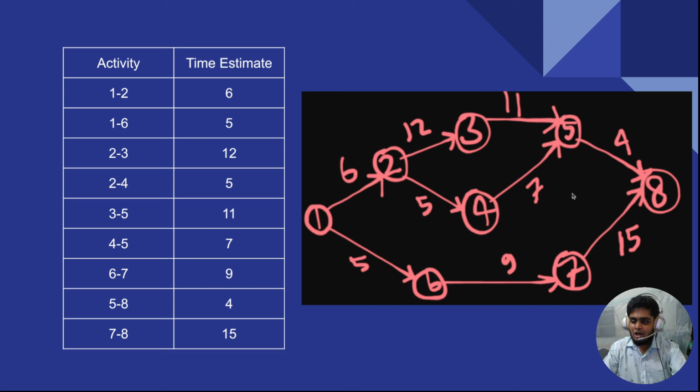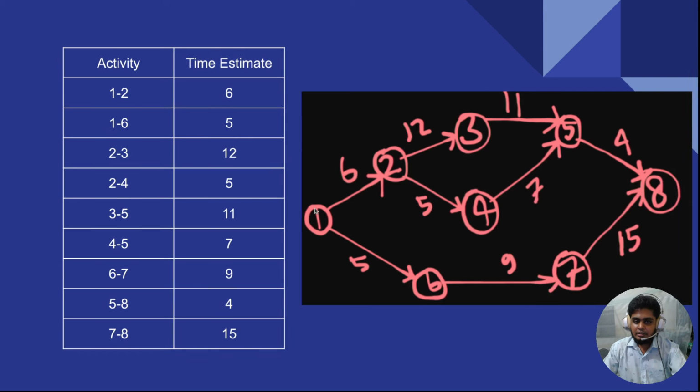And you have to check that this is a directed graph also. You might skip this part because most of the time it is in the right direction, but it is important to check it before just writing the directions. So number one is 1 to 2, 2 to 3, 3 to 5, 5 to 8. The second route is 1 to 2, 2 to 4, 4 to 5 and 5 to 8. The third route is 1 to 6, 6 to 7, 7 to 8.